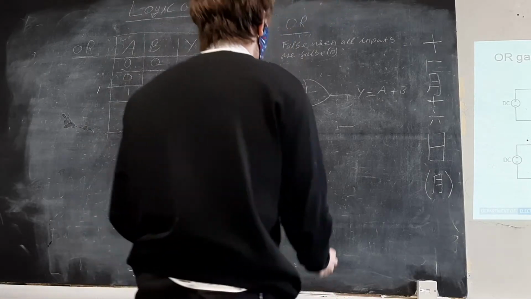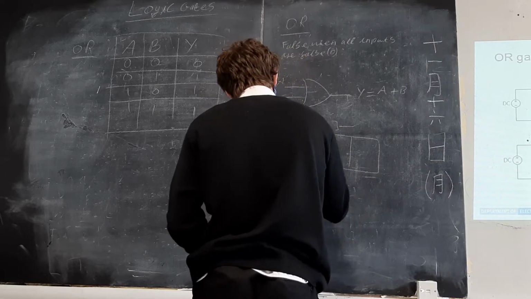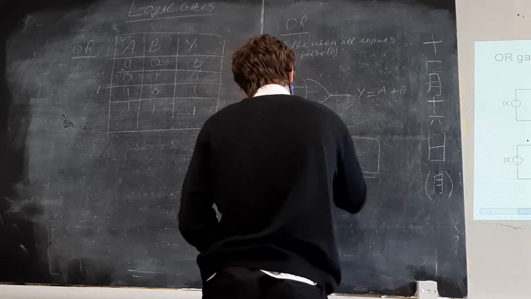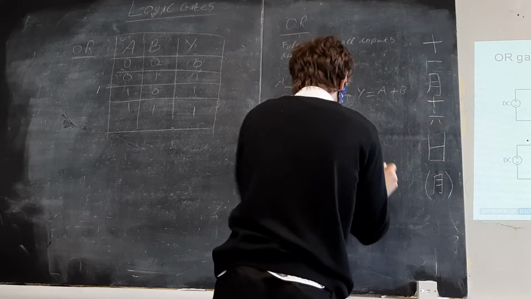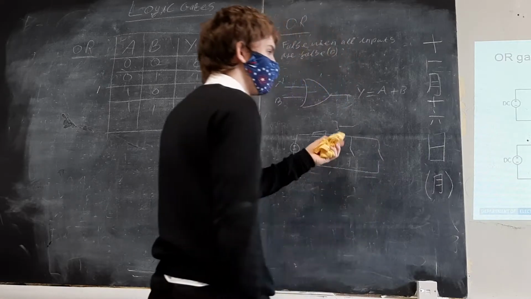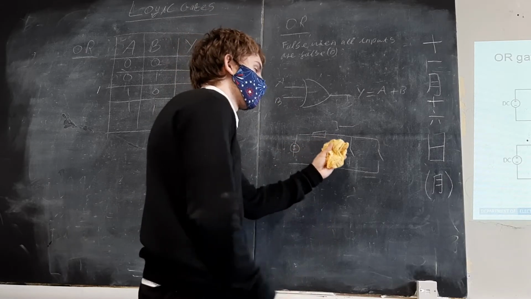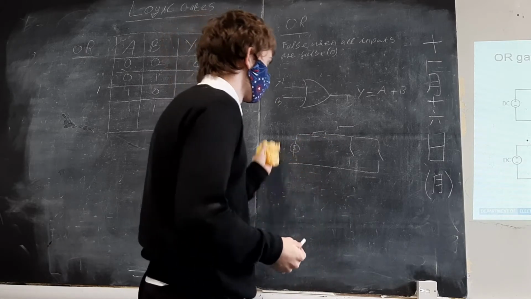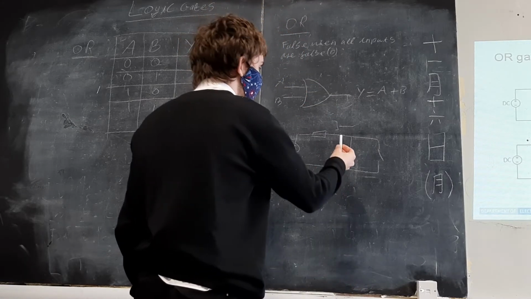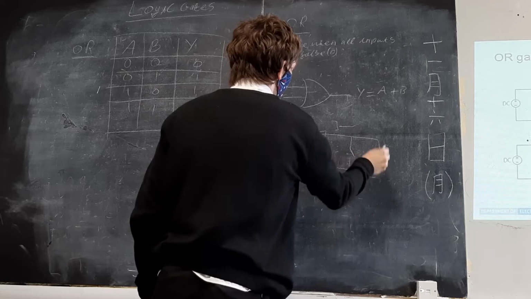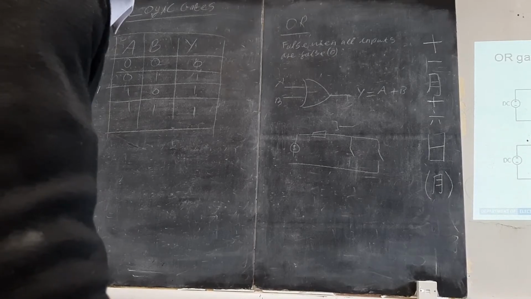So an OR gate works like switches in parallel. We have a switch here, a switch here. If one switch is closed, then current will run. If the other switch is closed, current will run. If both are closed, then current will run. The only time current doesn't run is when they are both off. That is the essence of it.